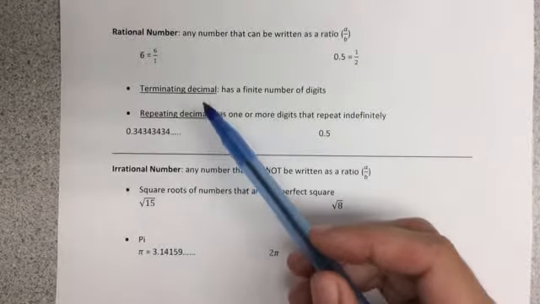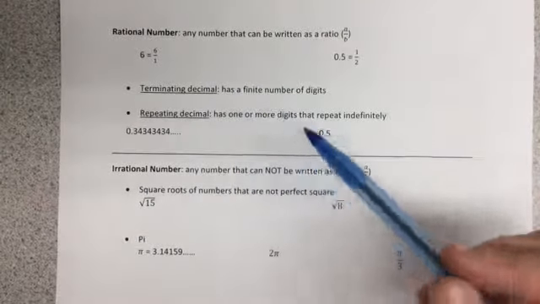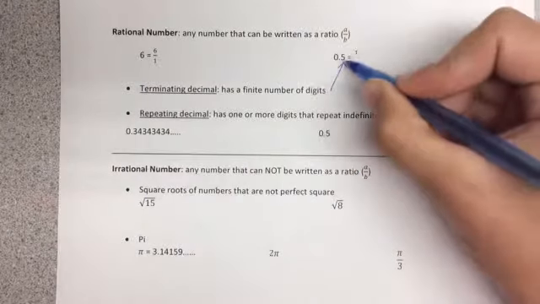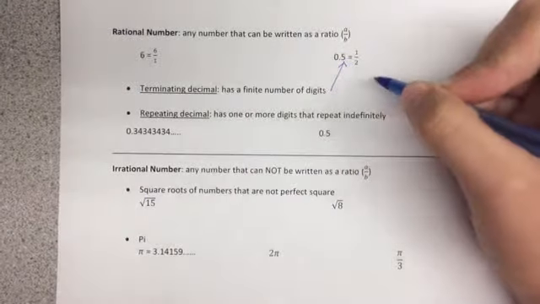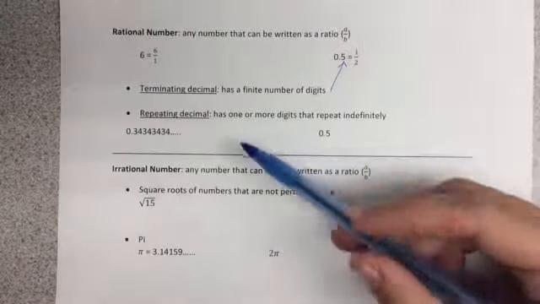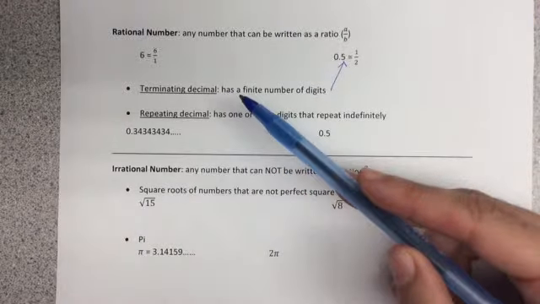Two types of rational numbers are terminating decimals. This means a decimal that has a finite number of digits. Your example of a terminating decimal is right here. Your decimal stops at the 5, 0.5. It doesn't go on forever, it comes to an end. Terminating, remember, terminate means to stop or to end, so a terminating decimal comes to an end.